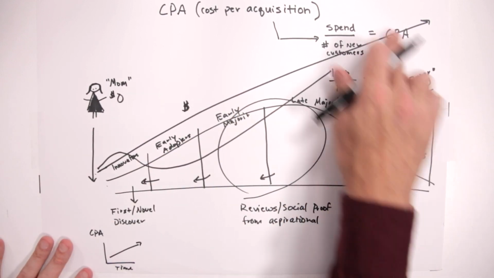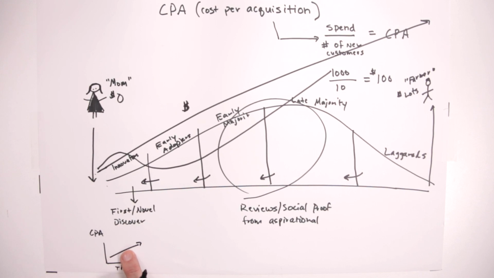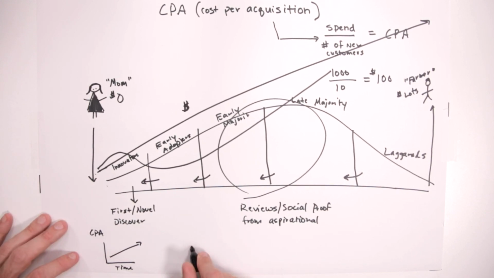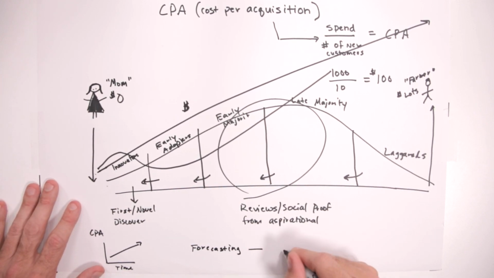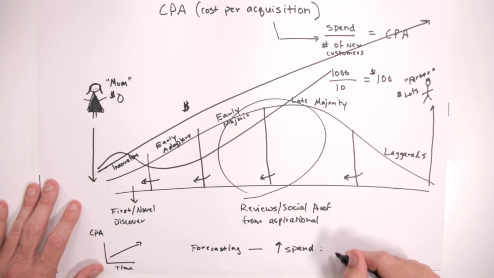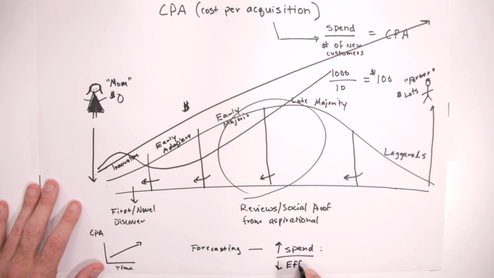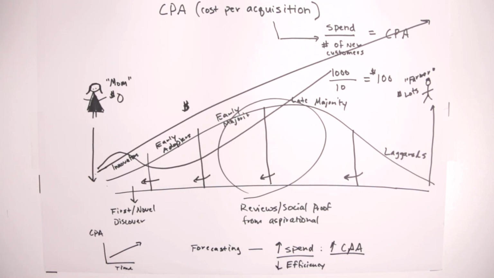So as you think about cost per acquisition in your business, it is really important that as you build forecasts, you expect an inverse relationship: as spend goes up, efficiency goes down. As spend goes up, CPA goes up. So CPA has a positive relationship with spend. Efficiency, or ROAS, has a negative relationship.